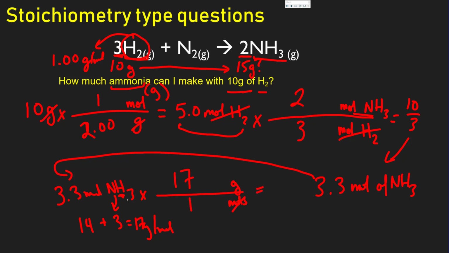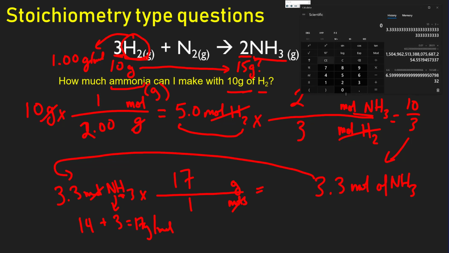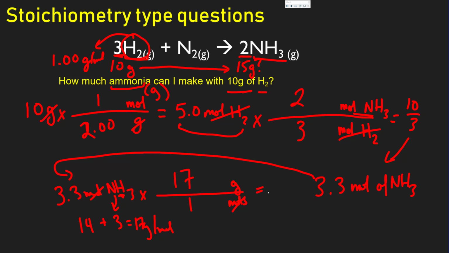Notice my moles will cancel out. So it's 3.3 times 17. Let me bring up my calculator. 3.3 times 17 is 56.1 grams of ammonia. This is how much ammonia I can make with 10 grams of H2. That seems quite a bit, hey? Because that also will depend on how much nitrogen I'm going to use as well. But that's how I convert it.